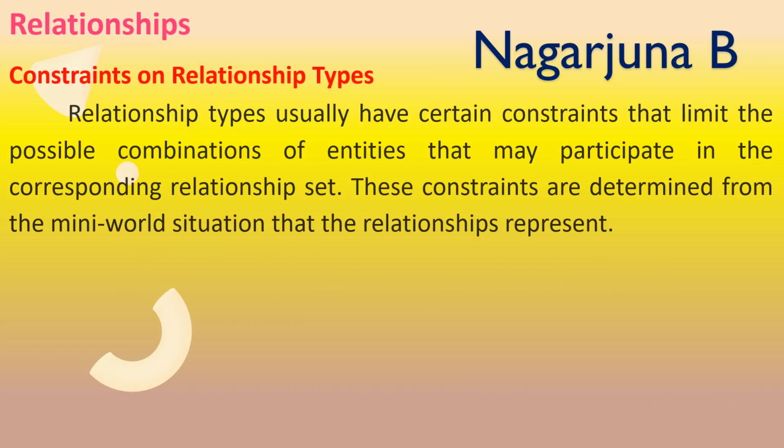Constraints on relationship types. First, what is meant by relationship? When an attribute of one entity refers to an attribute of another entity type, then a relationship exists, and that one we call a relationship. In that relationship, there are entities belonging to those entity types which participate in the relationship.